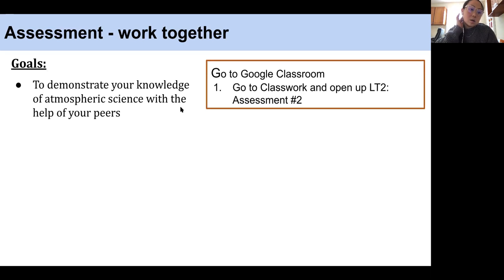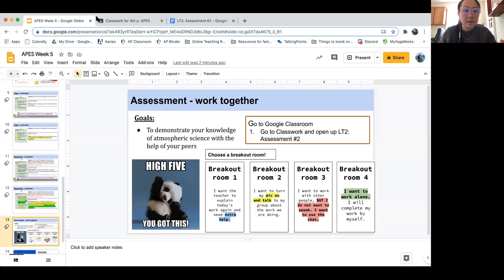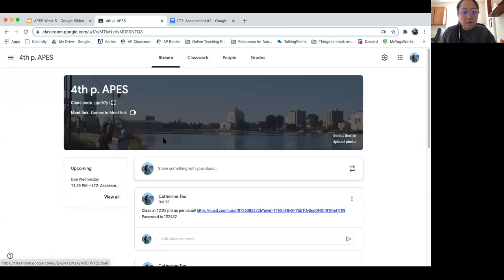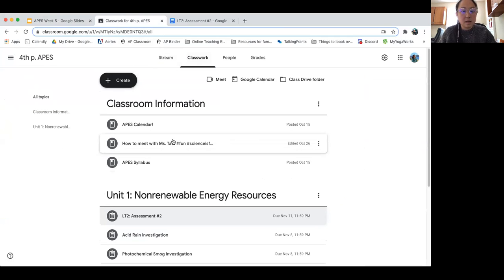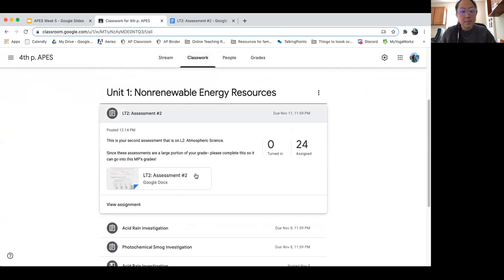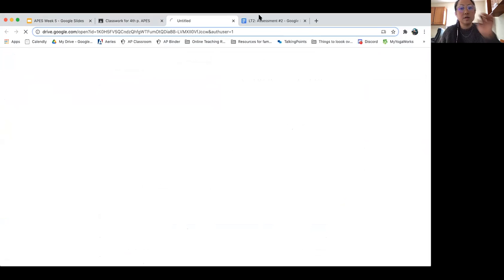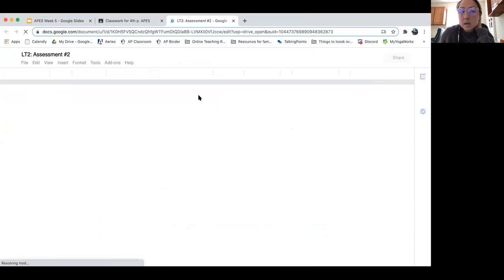So it's in Google Classroom. That's where the assessment is. If you go to classwork and open up LT2 Assessment number 2, that's where it is. So I'll navigate there on my page real quick. Whatever period you're in, go to your APES, and then it's the first one on the top under Unit 1, Non-Renewable Energy Resources. So I'm opening it up.